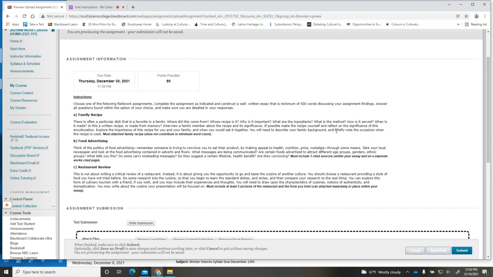All right. The big one for this option is that you have to attach the family recipe. Okay, whether that's typed out, a picture, okay, but the family recipe doesn't count when it comes to that 500 words, okay? It's just part of it. I want to see the recipe. All right. If it's made from memory, that means that you have to write it down. If you actually have a written recipe, take a picture of it and attach it to your essay.